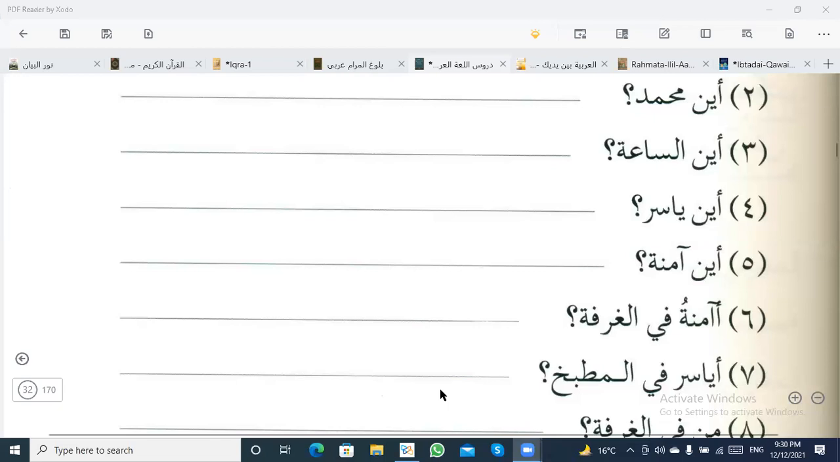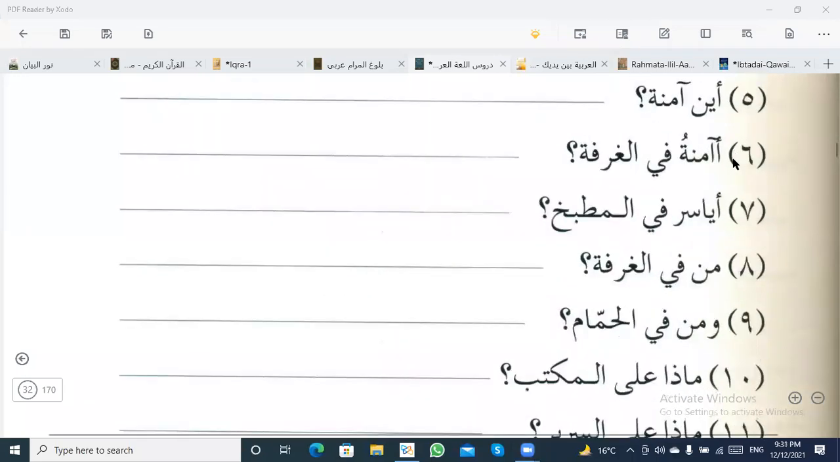Sister Eman. Yes. Okay, start reading number 6. Aminatu fil ghurfati. Is Amina in the kitchen? In the room. Hiya fil ghurfati. Aminatu fil ghurfati. Na'am, hiya fil ghurfati.